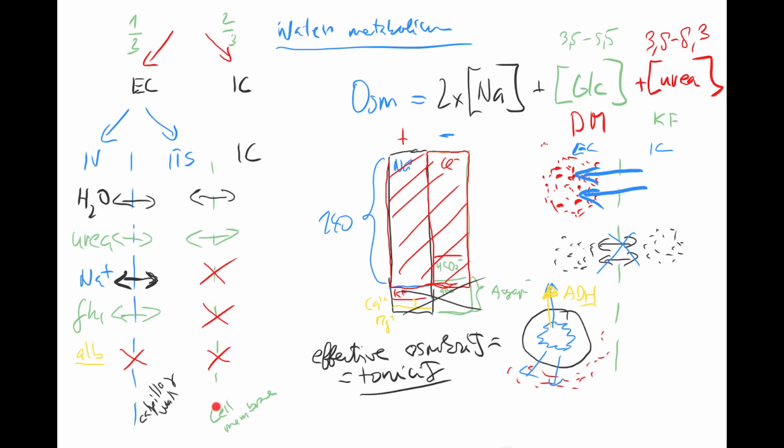All right, so this is clear. This was about the fluid compartments, as well as the osmolarity and the difference between total osmolarity and the effective one. And remember, urea is not changing tonicity.